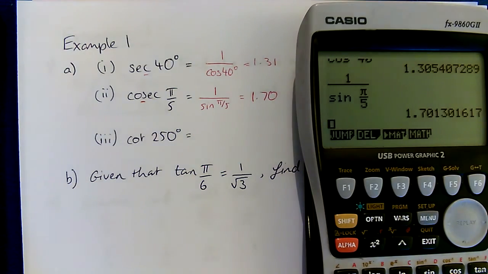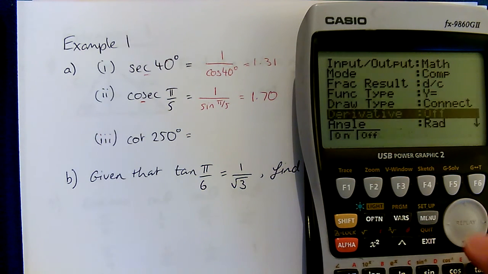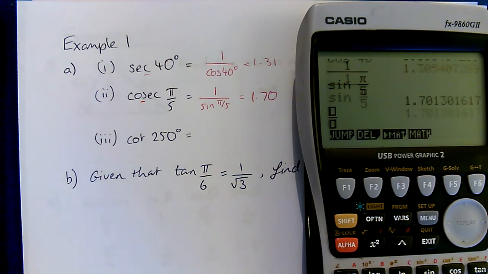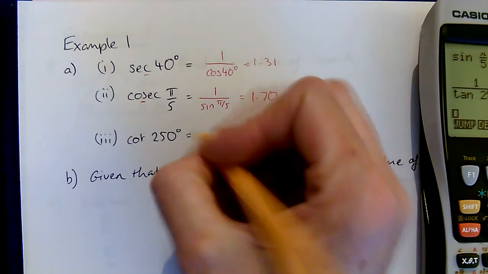And then we're back in degrees again for the third one, so off we go again. Alright, so again I want a fraction. Now cot is 1 over tan. So we do 1 over tan of 250. And that gives us positive 0.364.